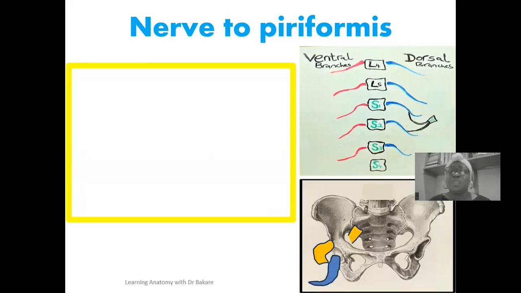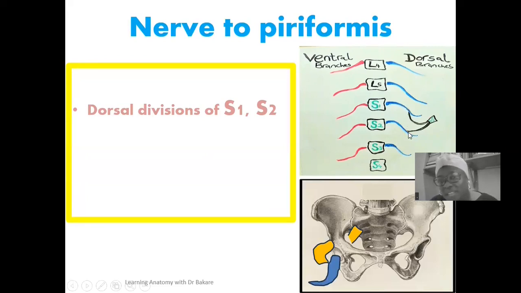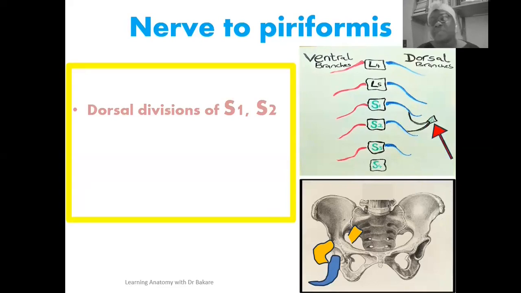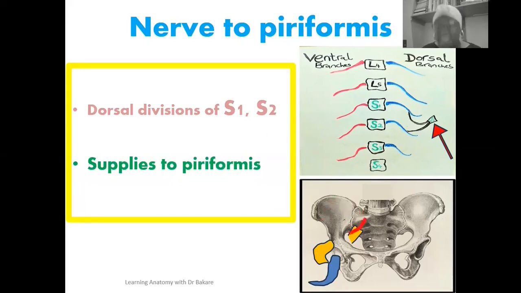So we have the nerve to the piriformis emerging from the dorsal division of the anterior rami of S1 and S2. This is where we have the S1, this is where we have the S2 to form the nerve to the piriformis. And this is what is arrowed here in red. So you see this nerve providing innervation to the piriformis. You see it emerging at this point here, also highlighted in red, and going to innervate the piriformis. So this is one of the nerves that is seen to emerge from the dorsal divisions of the anterior rami of the sacral plexus.